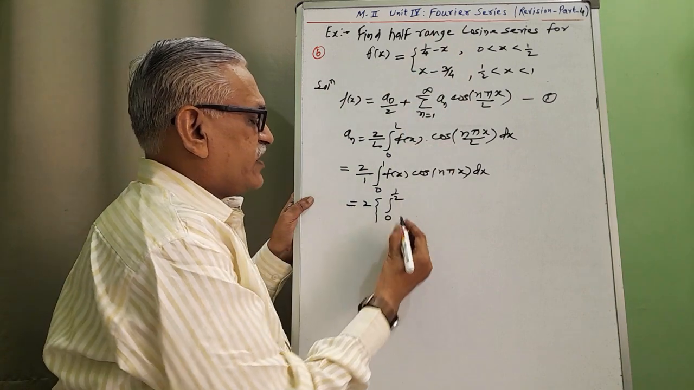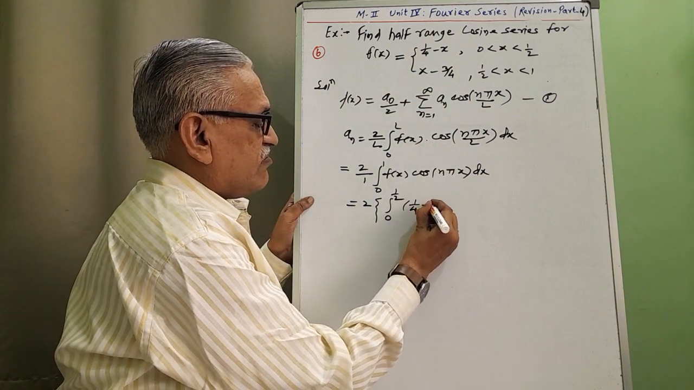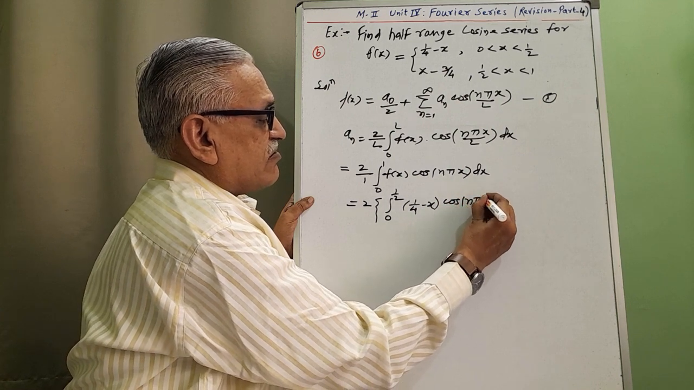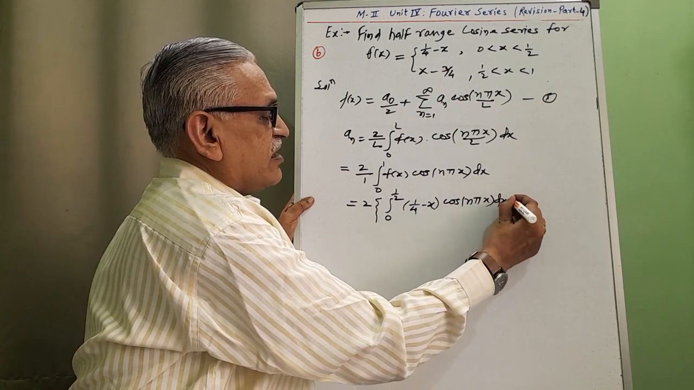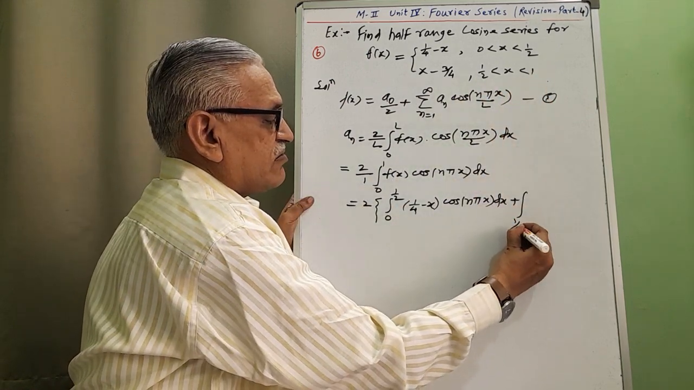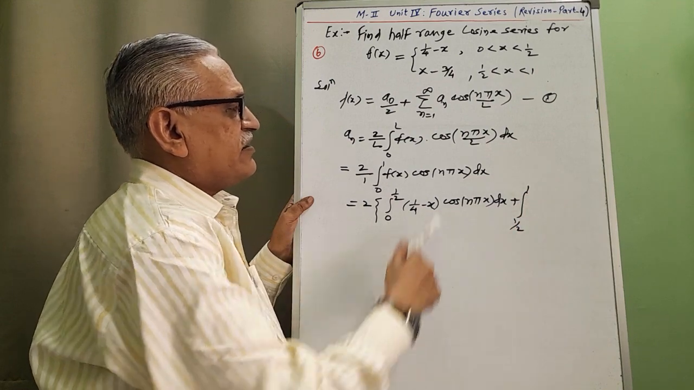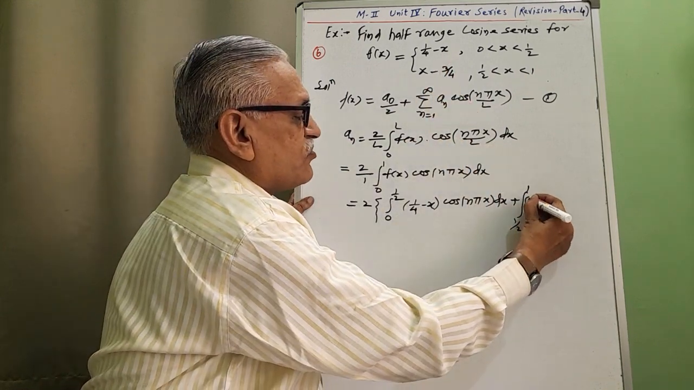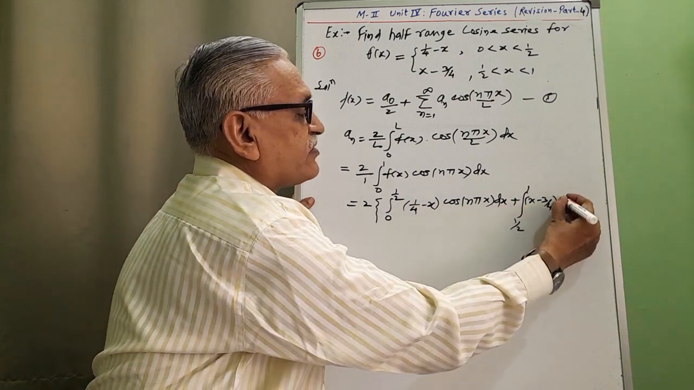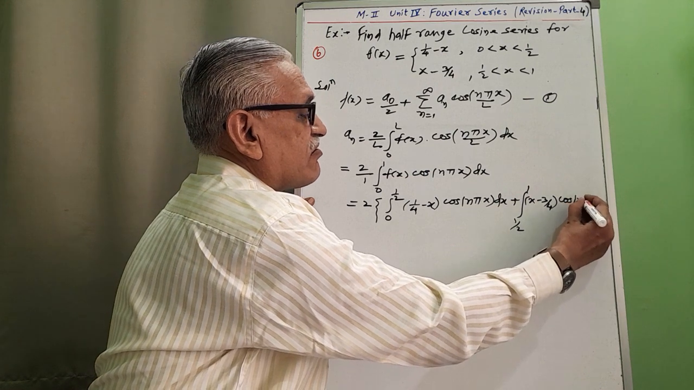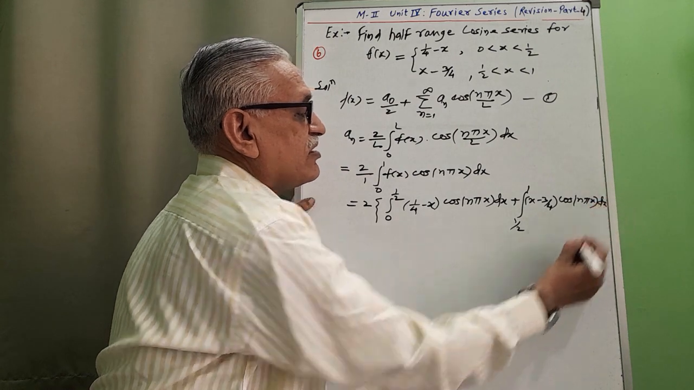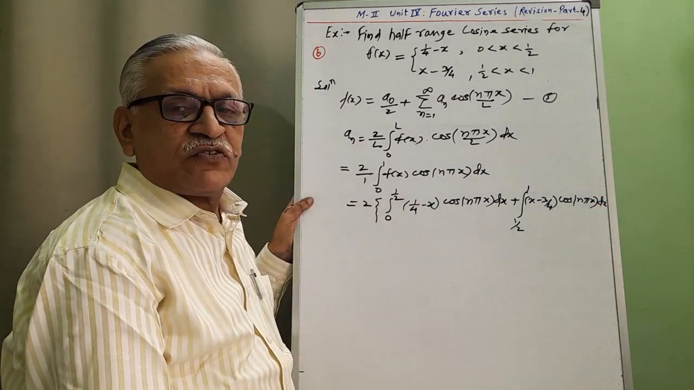The first function is 1 by 4 minus x into cos of n pi x dx, plus the second integral from 1 by 2 to 1, where the function is x minus 3 by 4 into cos of n pi x, and its integration with respect to x.